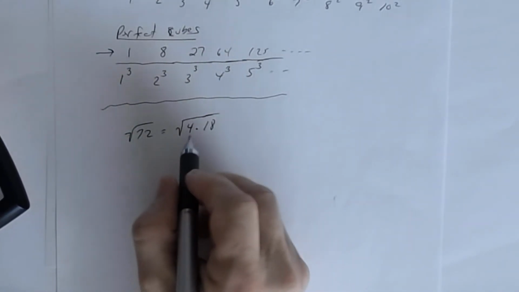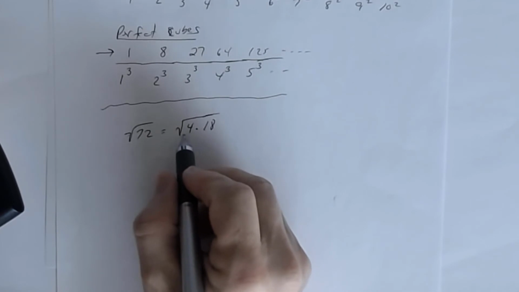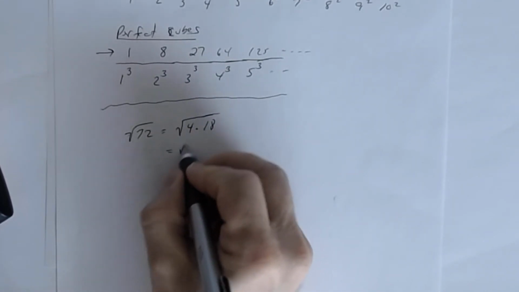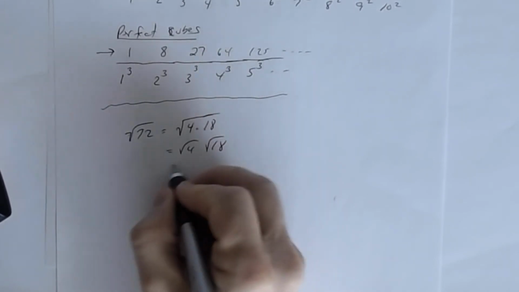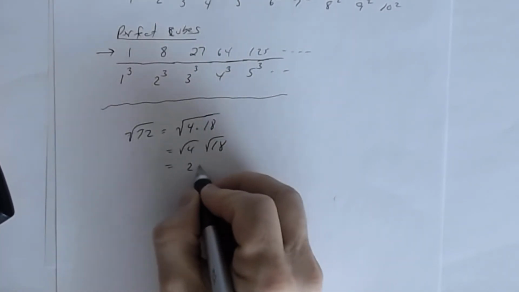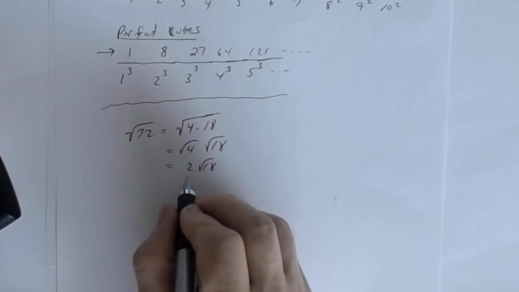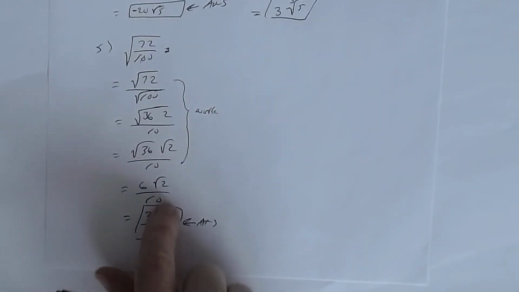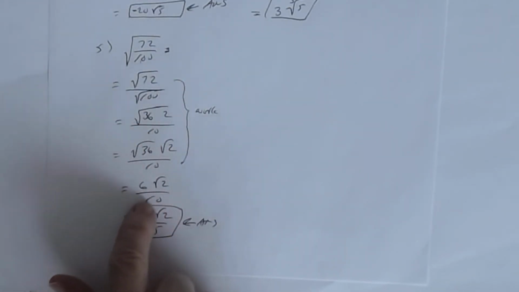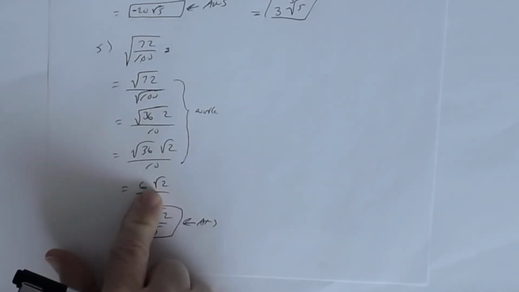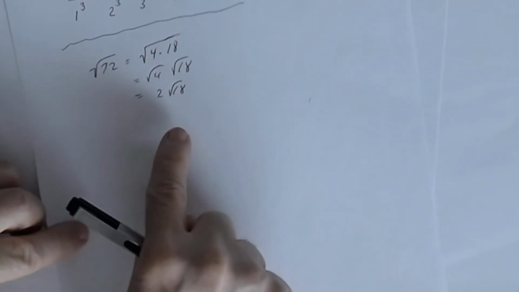But you got to remember now. At this point, you're going to say, now I'm going to use the product rule. So it'll be the square root of 4 times the square root of 18. The square root of 4 is 2. So you get 2 square root of 18. If you say that's the answer, you don't get all your points because you know that simplified, the square root of 72 is 6 square root of 2, right? That's what the square root of 72 is. And so it's not 2 square root of 18.